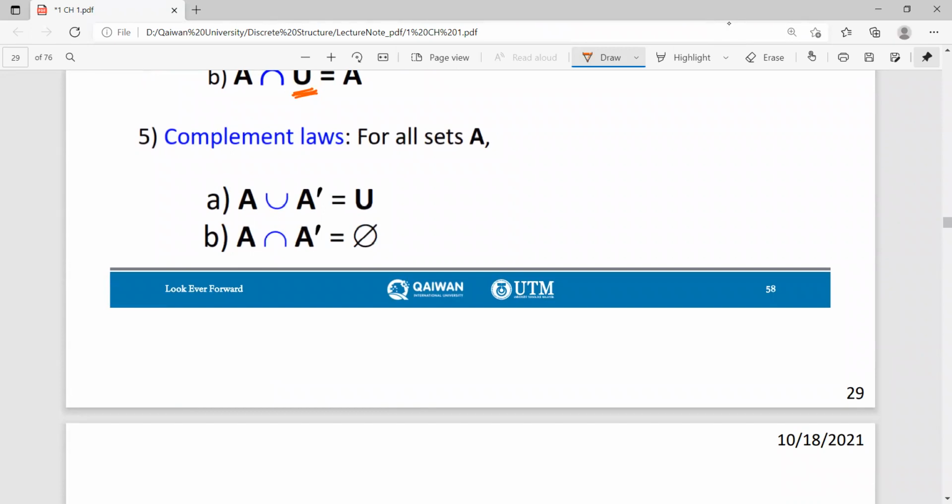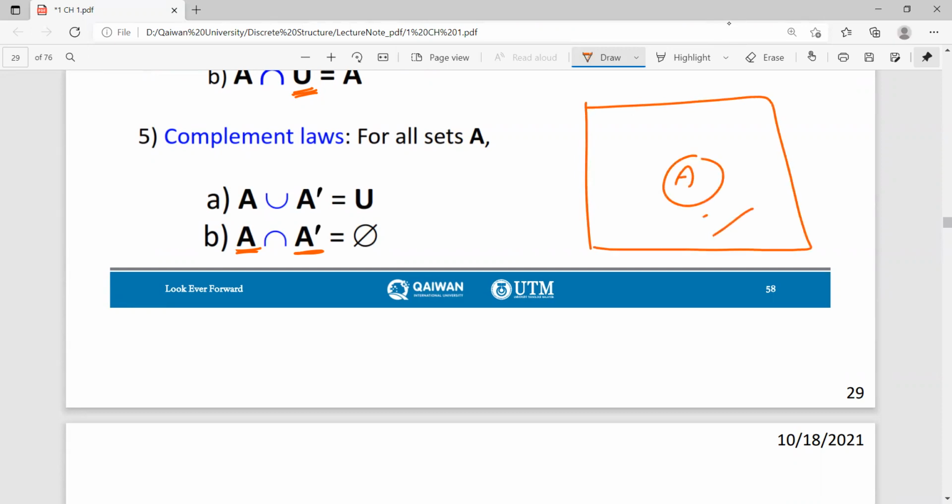And the intersection of any set with its complement: there is nothing in common between A and its complement. As you see here, this is set A, and this is its complement, A complement. So the intersection of these two is an empty set. You see, the intersection of any set with its complement is an empty set.